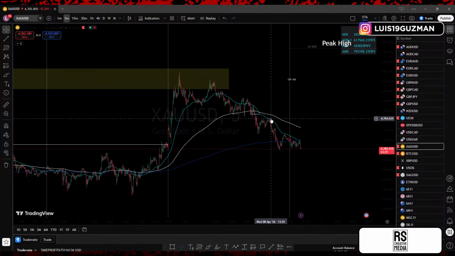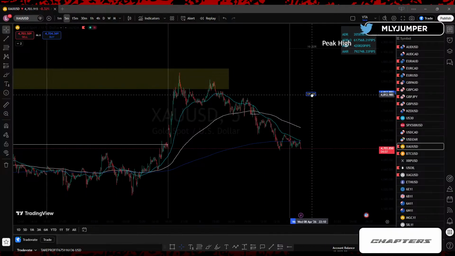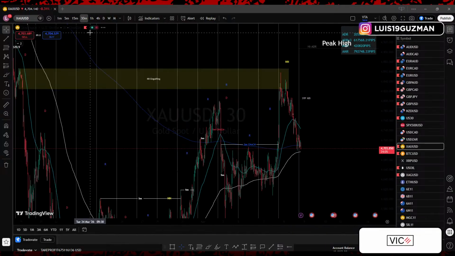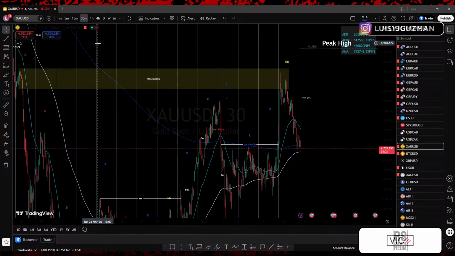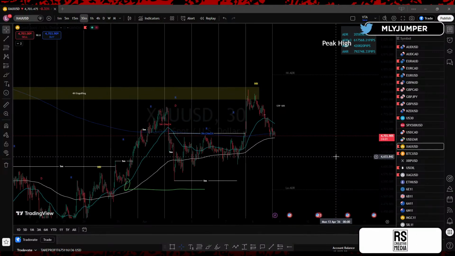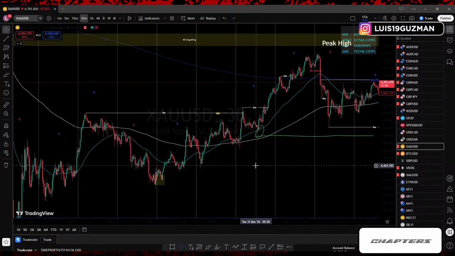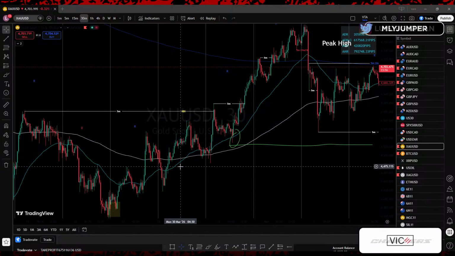Low, lower, high, low, lower, high, lower, low. And that's a no net. So again, a no net is when the market opens and closes in the same area.